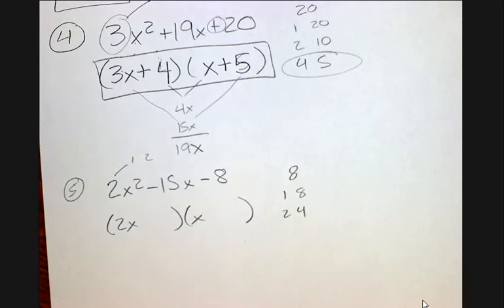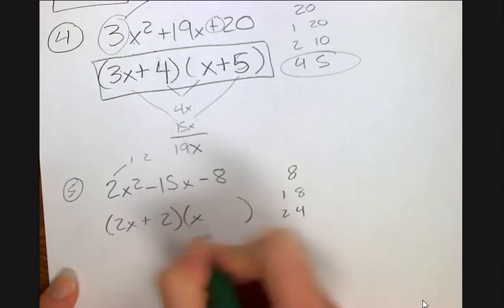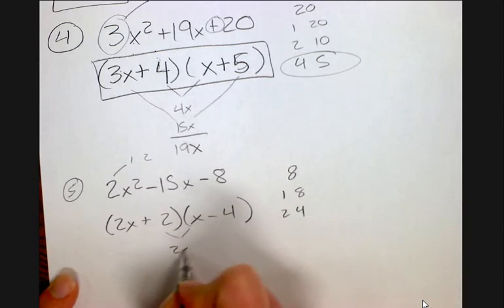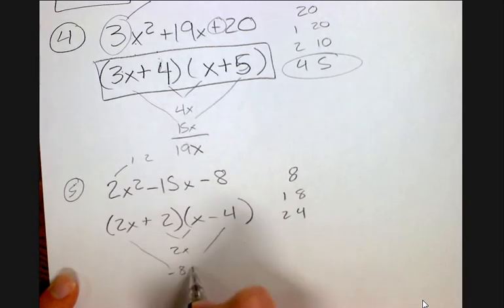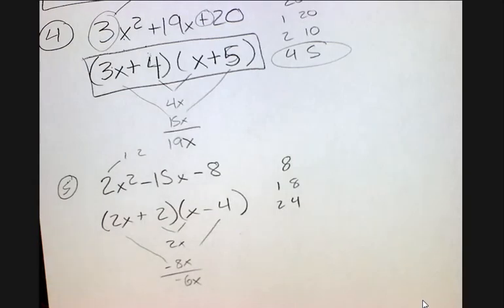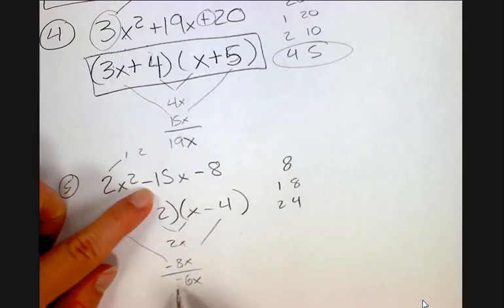And you can just take a wild guess of which one it is. We can just guess that we'll try the 2 and the 4. So we'll put plus 2 here, minus 4 there. It doesn't matter, just guess. This is 2x. This will be minus 8x. Oh, we get negative 6x. That means those numbers are not correct. And it's not positive, so it's not like we can just switch the signs.